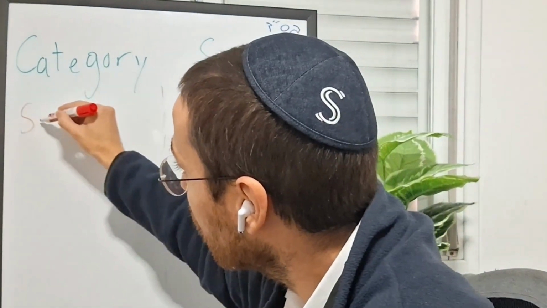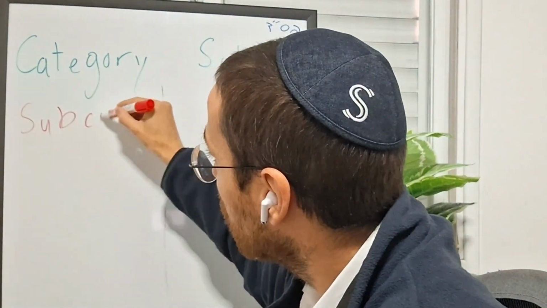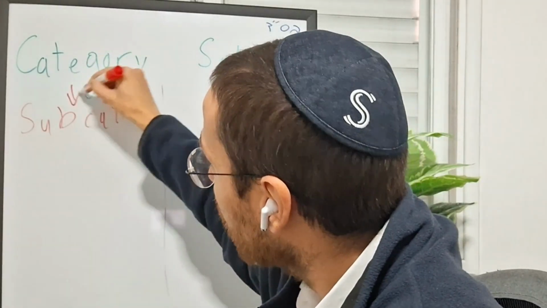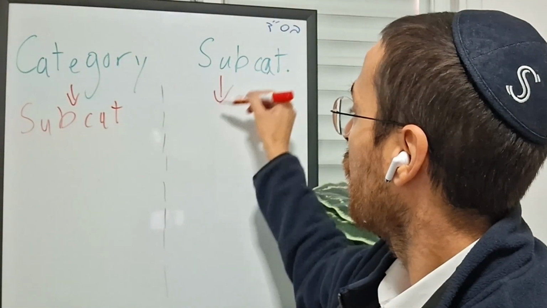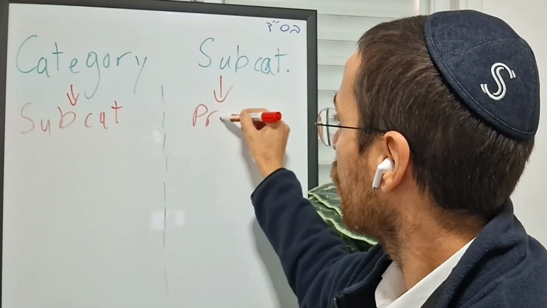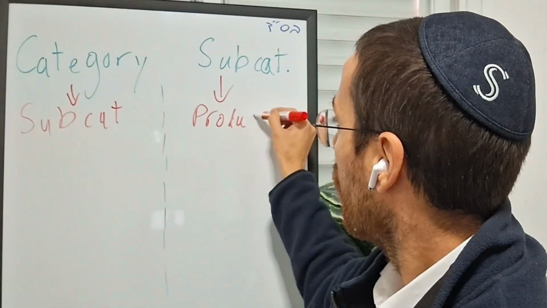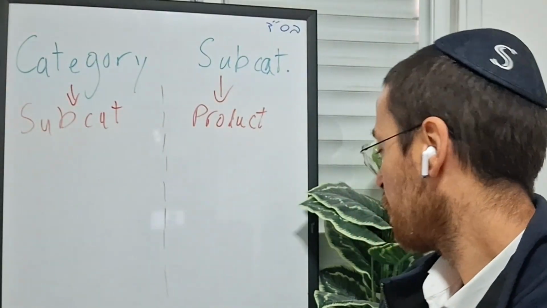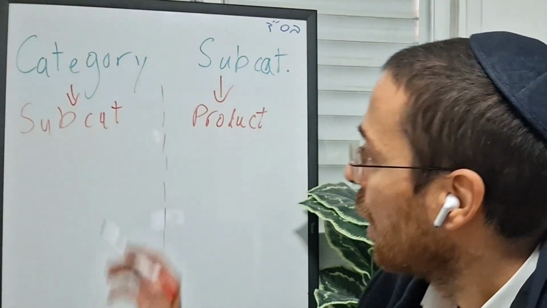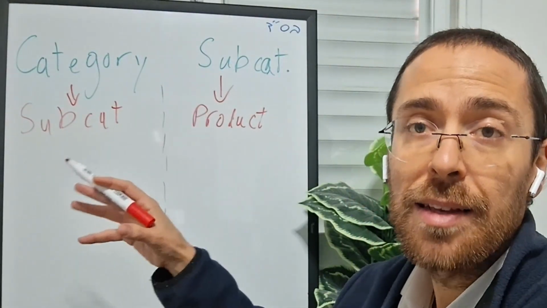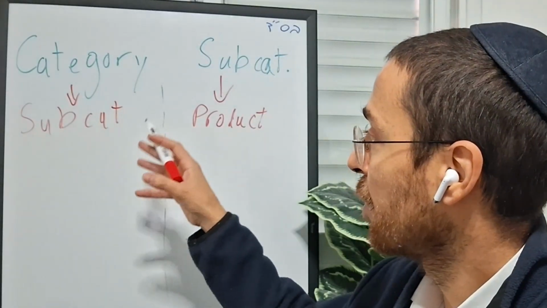Okay, so this needs to send to subcategories, and this one needs to send to product pages. Okay? Now, this is going to affect how you design these pages.